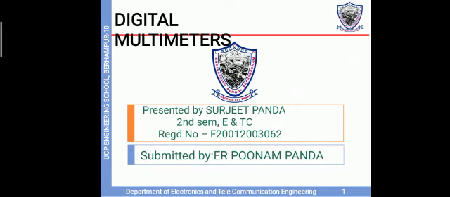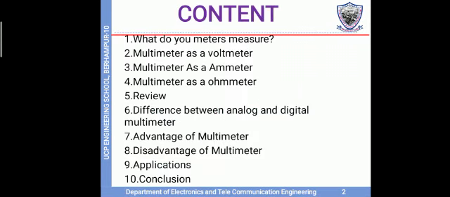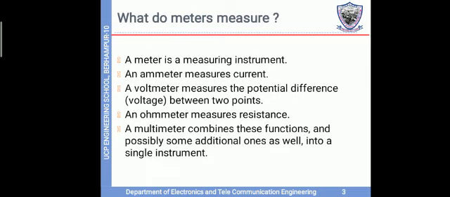Today, my seminar topic is digital multimeters. Content: what do meters measure? Multimeter as a voltmeter, multimeter as an ammeter, multimeter as an ohmmeter. Review: difference between analog and digital multimeter, advantage of multimeter, disadvantage of multimeter, applications. Conclusion.